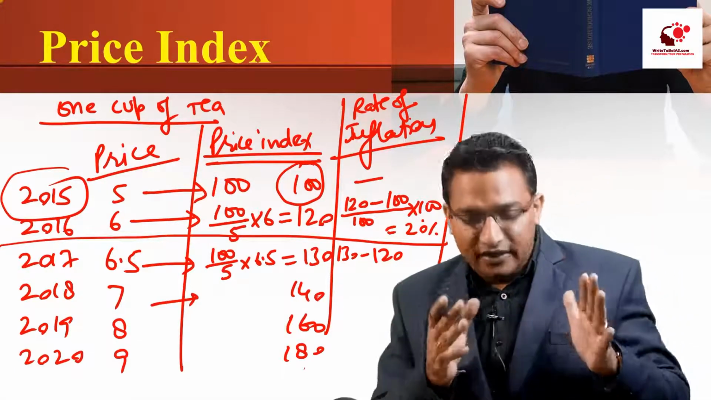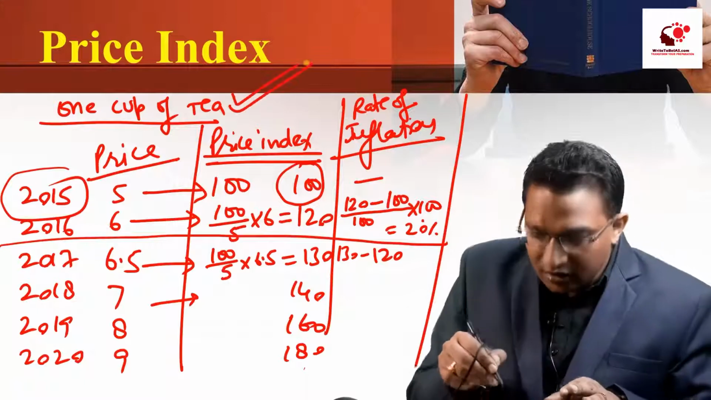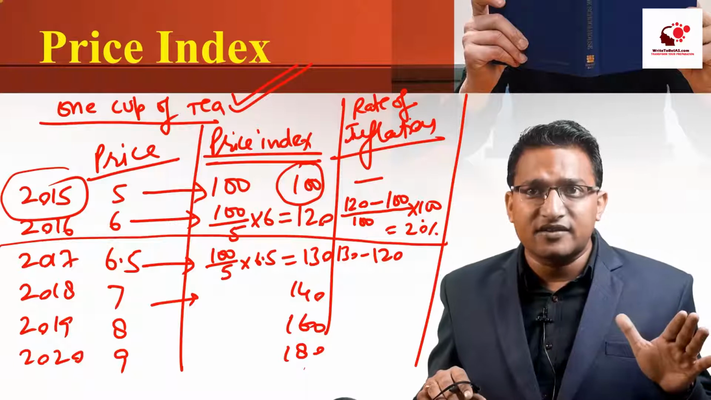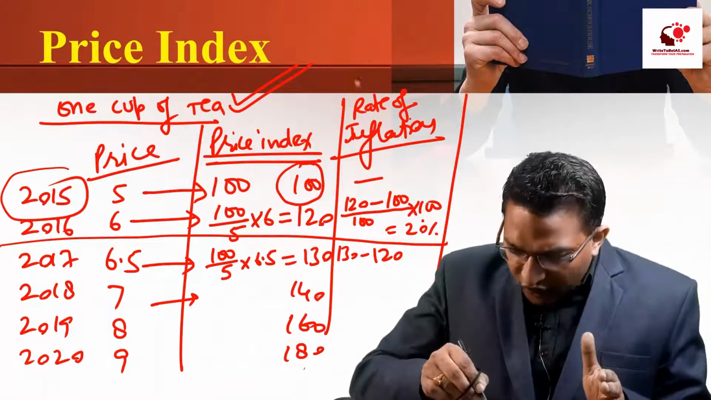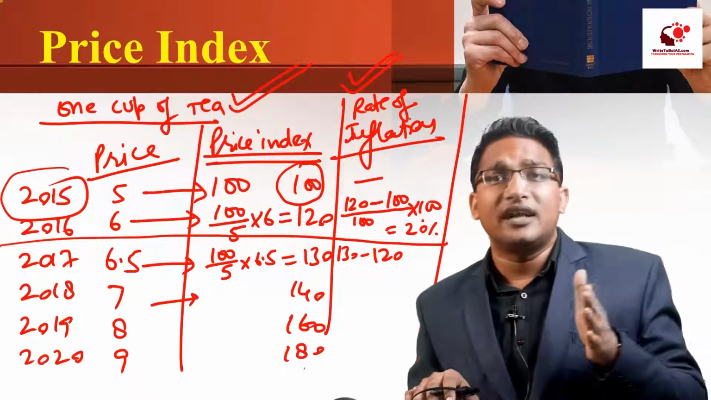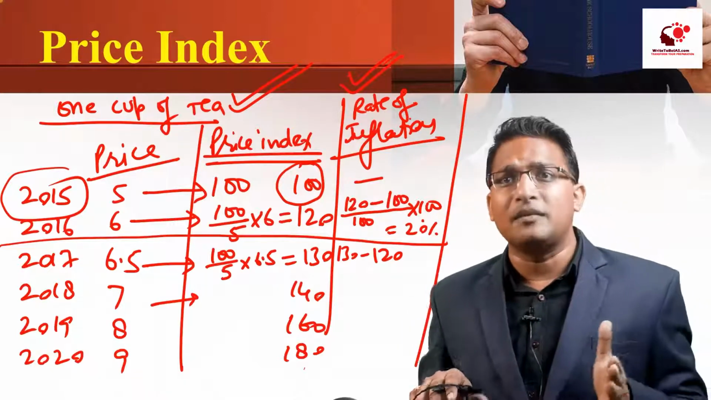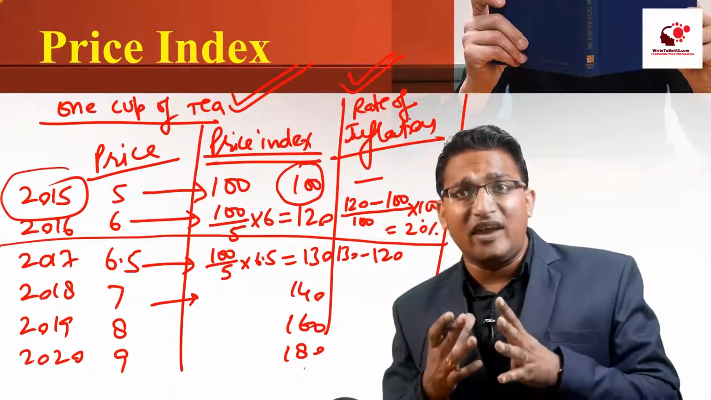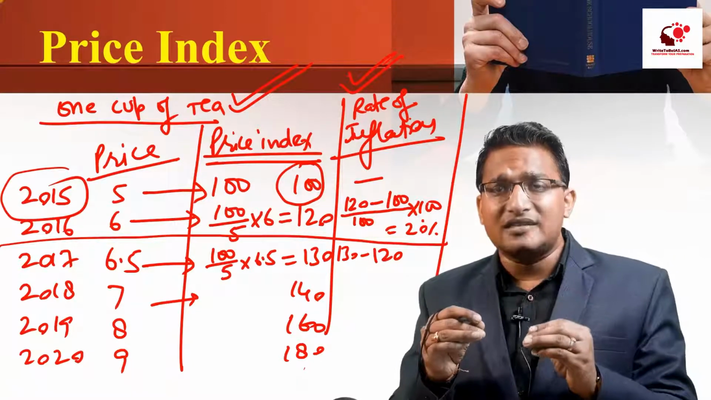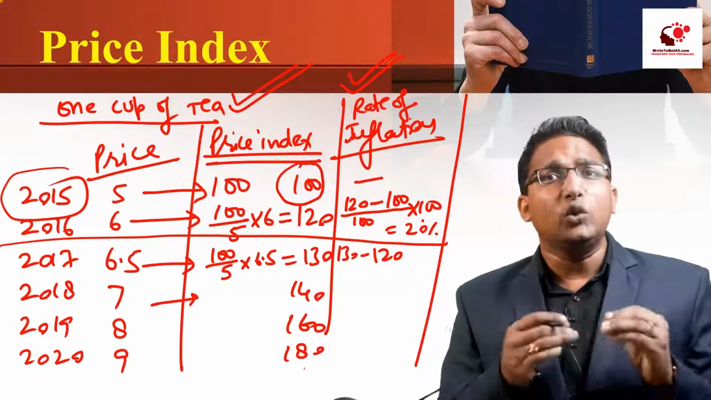So in case of calculation of price index, we have always been taking the base year as the reference time. In case of rate of inflation calculation, we will be taking the previous year, that is the last year, as a reference time. But why we are taking the previous year? Why we are not taking the base year? Because the rate of inflation is calculated on year to year basis.